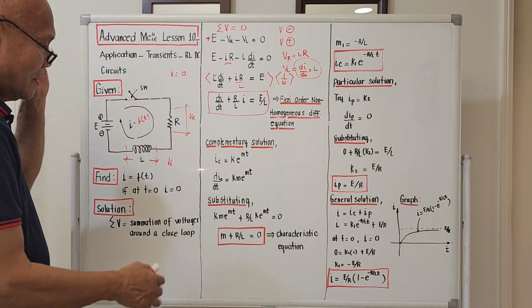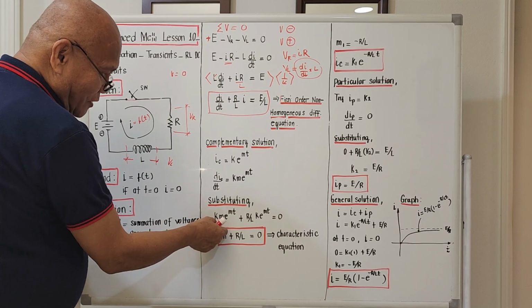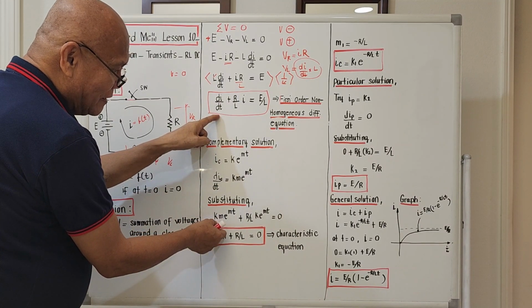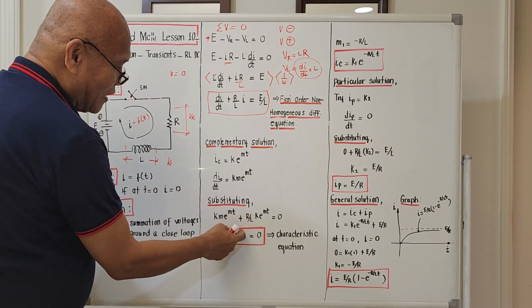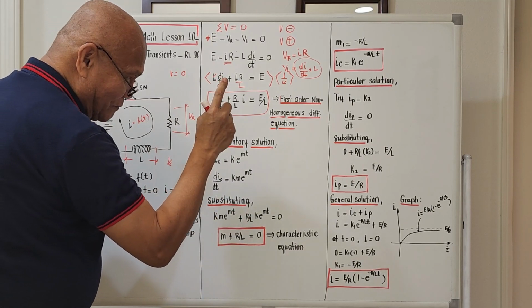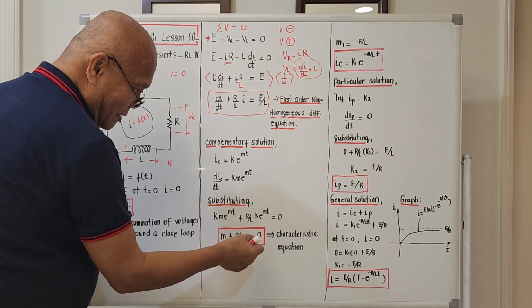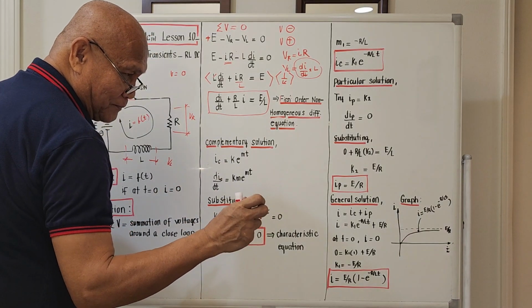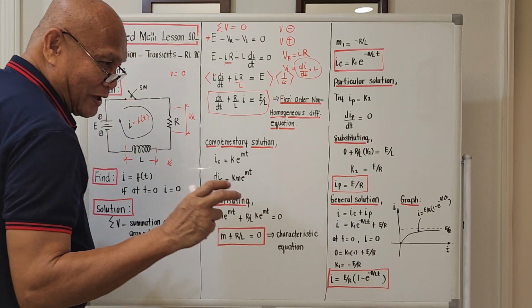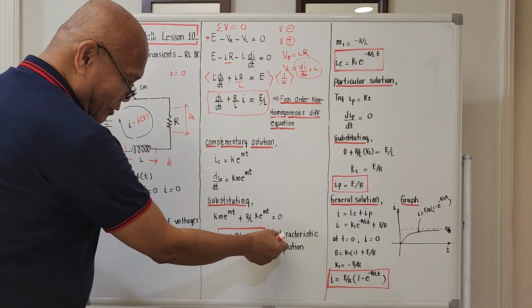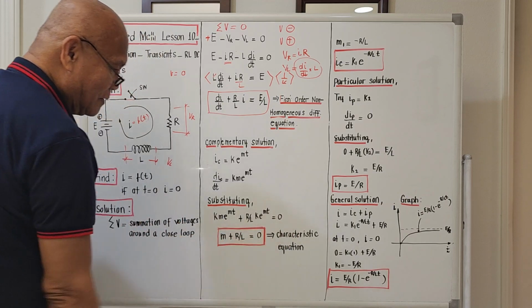Substituting K m e to the mt, that's the first derivative, plus the ratio R over L times the value of I complementary, which is K e to the mt. And for the meantime, while we are taking the complementary solution, we will equate the right hand side to 0, so this is equal to 0.